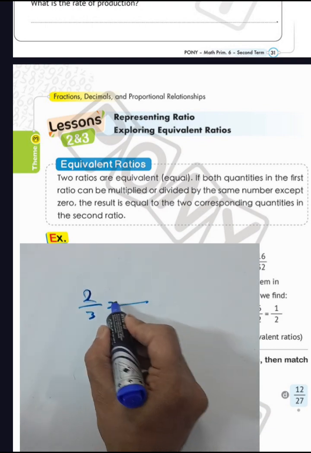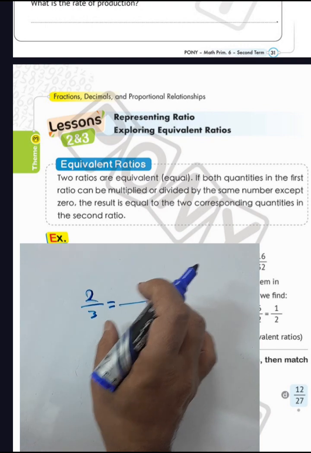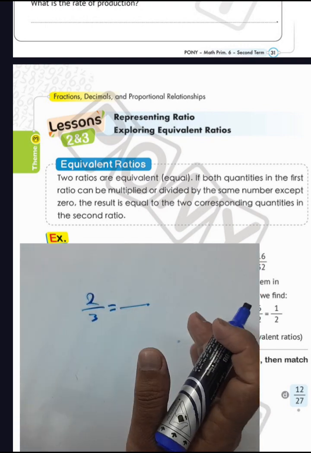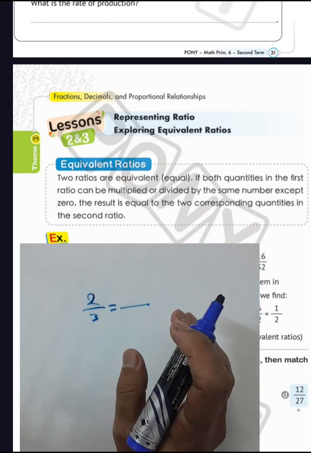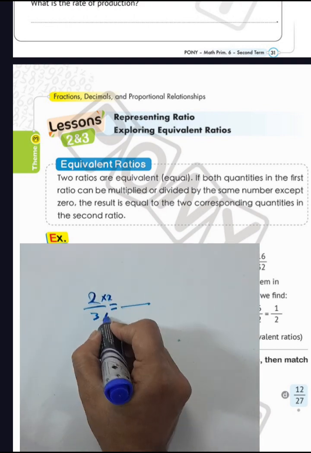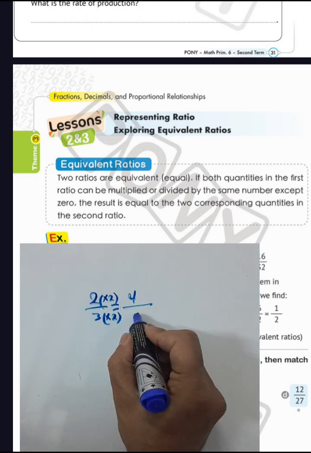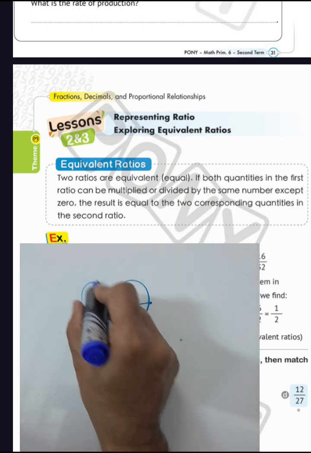We can write the ratio as an equivalent fraction by dividing by any number except 0, or multiplying by any number. What if you multiply the numerator and denominator by 2? 2 times 2 equals 4, 2 times 3 equals 6. Then 4 over 6 is equivalent to 2 over 3.